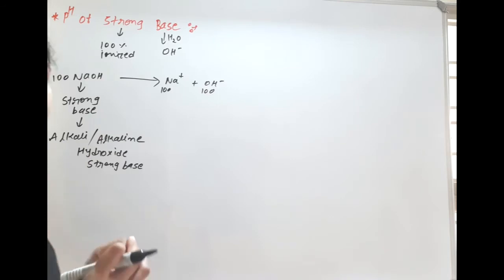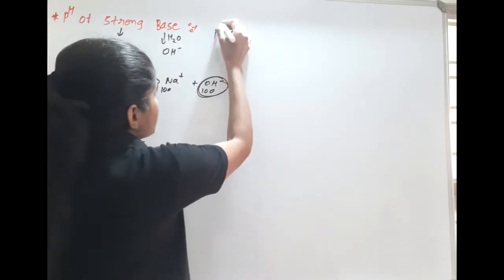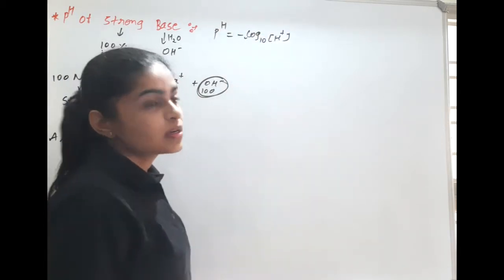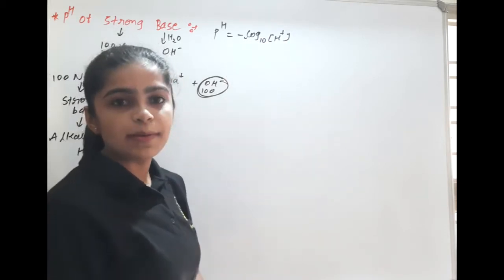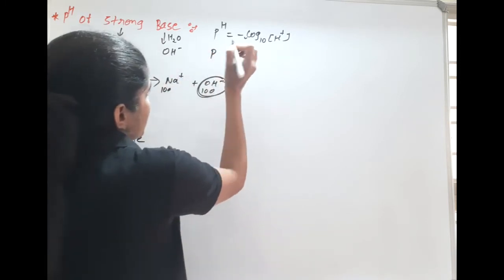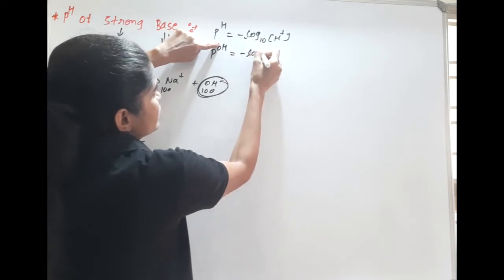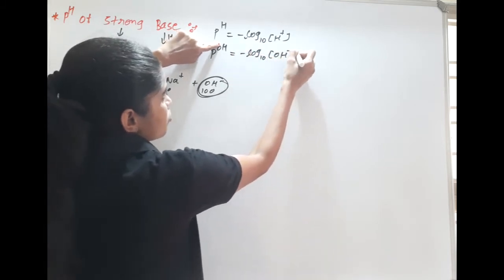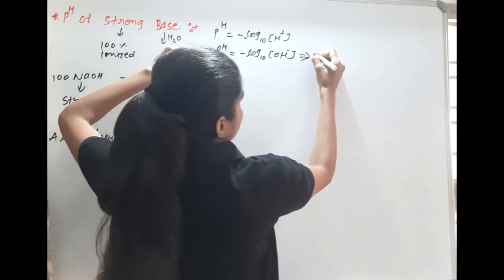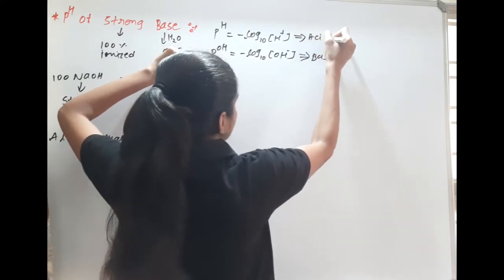How to find out the pH of a base? We know that the pH of an acid is equal to minus log 10 of the concentration of H plus. Because in an acid H plus ions are present, but in a base OH minus ions are present, its measure is represented as pOH. So pOH is equal to minus log 10 of the concentration of OH minus. So for any base, first calculate pOH, and for any acid, calculate pH directly.